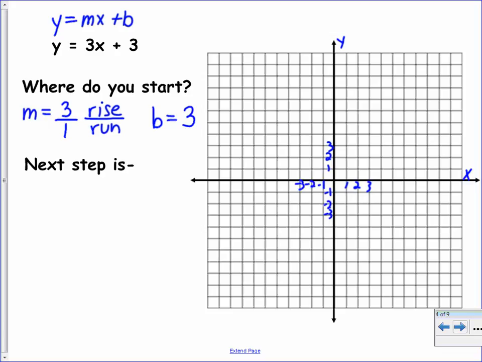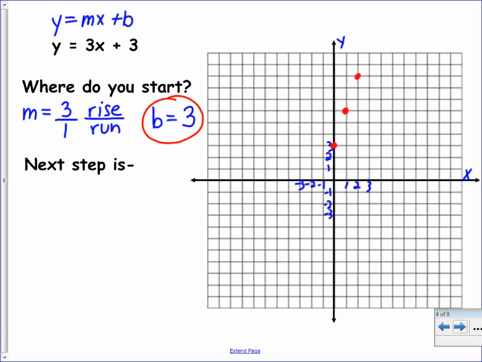And where do I start to graph? The very first place I begin is the y-intercept. My y-intercept here is 3. So on the y-axis, I'm going to put my first point on my 3. Then I'm going to look at my slope, and my slope is telling me I'm rising up 3 and I'm running 1. So I'm going to count 1, 2, 3, to the right 1. You always go from left to right. So I'm counting up 3 to the right 1. So I have 3 points.